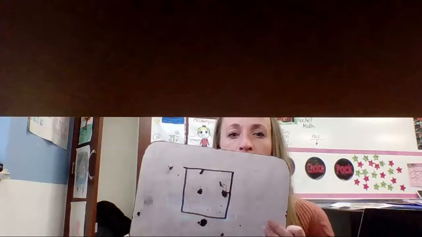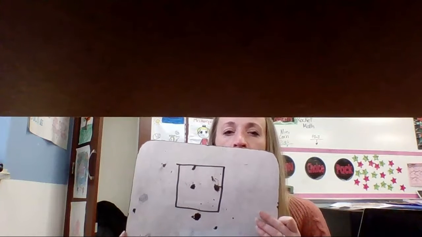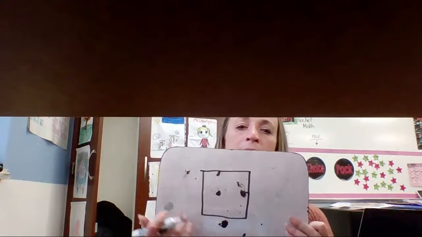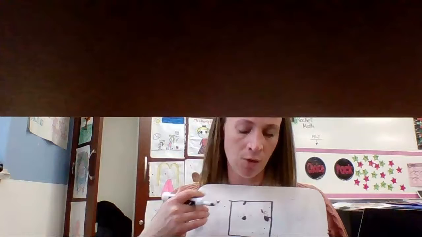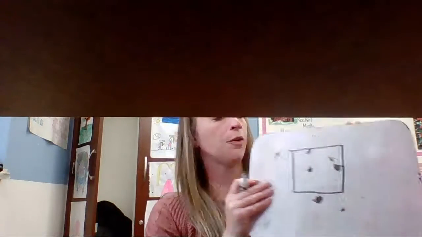All right, this is what you should have drawn. If you drew a picture that looks like this, you are correct. That is a square. You want your sides to be as equal as possible. Now notice something. This is something different.